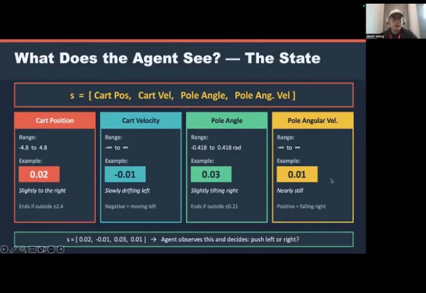And the last one is angular velocity, which tells how fast the pole is falling. It has a range, and an example is 0.01, which means the pole is nearly still. There's an example at the bottom. When the agent sees this state, it needs to decide whether to push left or right. How the agent makes these decisions is the problem that the reinforcement learning algorithm solves, which we will discuss later.